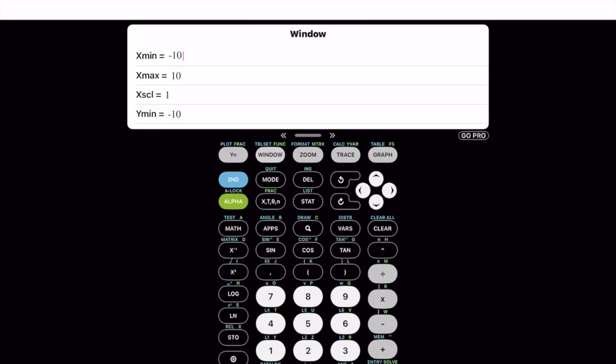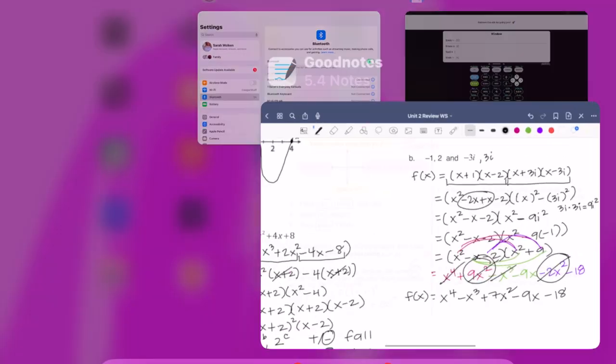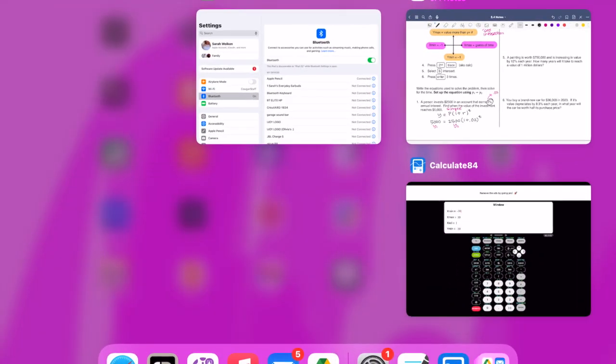And our window is only between -10 and 10 in both the x and y directions. So we're going to use what we saw earlier in the notes right here, which is this stuff up here, and right here, and right here, and right here. So we are going to set our x minimum and our y minimum both at -1, and then try to figure out approximately how many years it's going to take for it to reach the money we want it to reach.